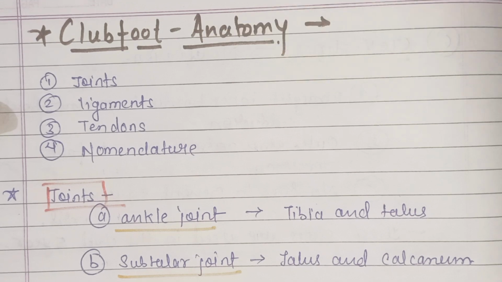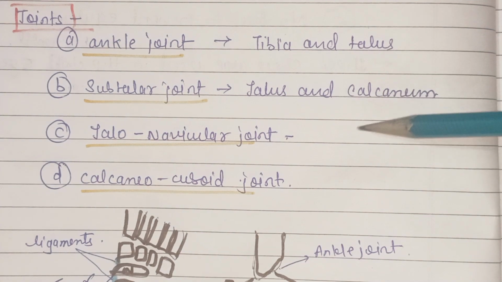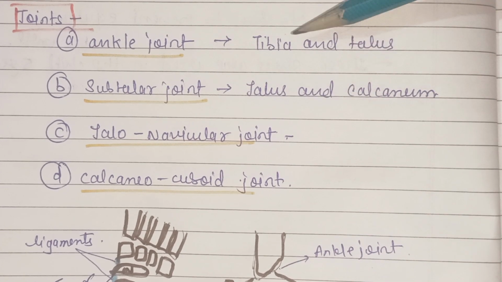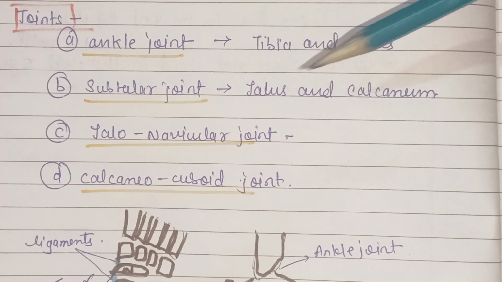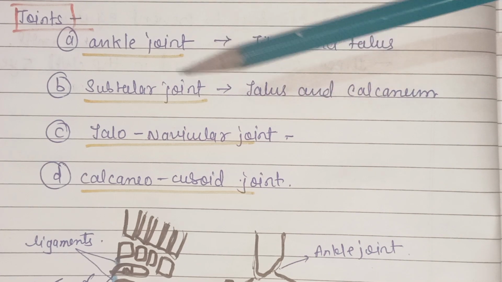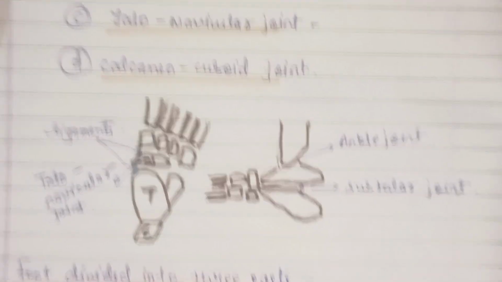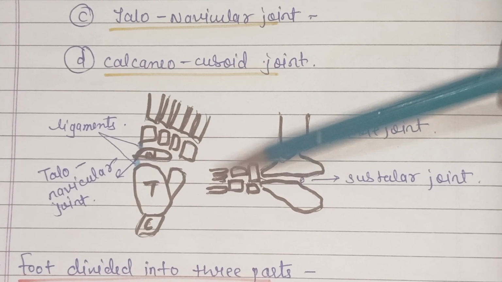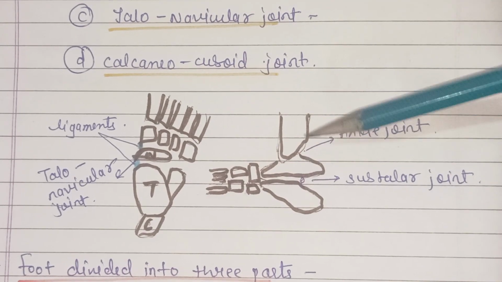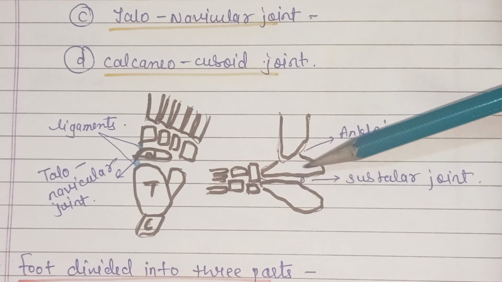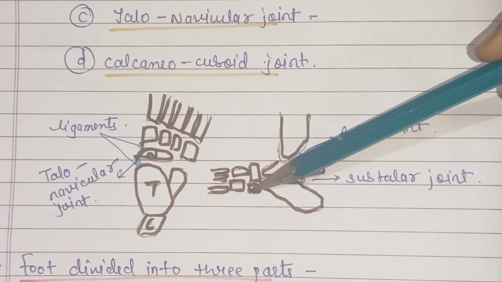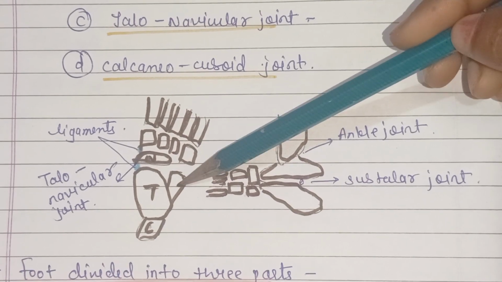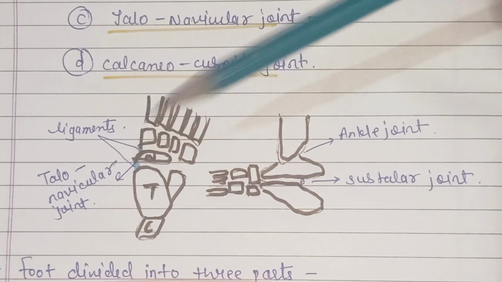First, we have to learn the joints. There are mainly 5 joints which are involved in clubfoot deformity. First, the ankle joint, which is between the tibia and the talus. Subtalar joint, between the talus and calcaneum. Talonavicular joint, calcaneocuboid joint. Here is the diagram. You can easily understand: that is the tibia, talus, calcaneum, navicular, cuneiform, and the metatarsal. So between the tibia and the talus is the ankle joint, between the talus and the calcaneum is the subtalar joint, between the talus and the navicular bone is the talonavicular joint, and between the calcaneum and the cuboid is the calcaneocuboid joint. So you can see here are the joints.